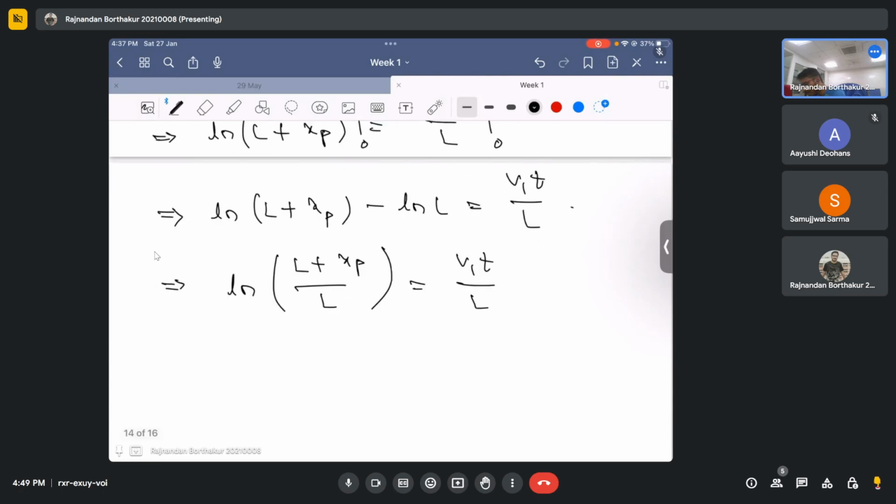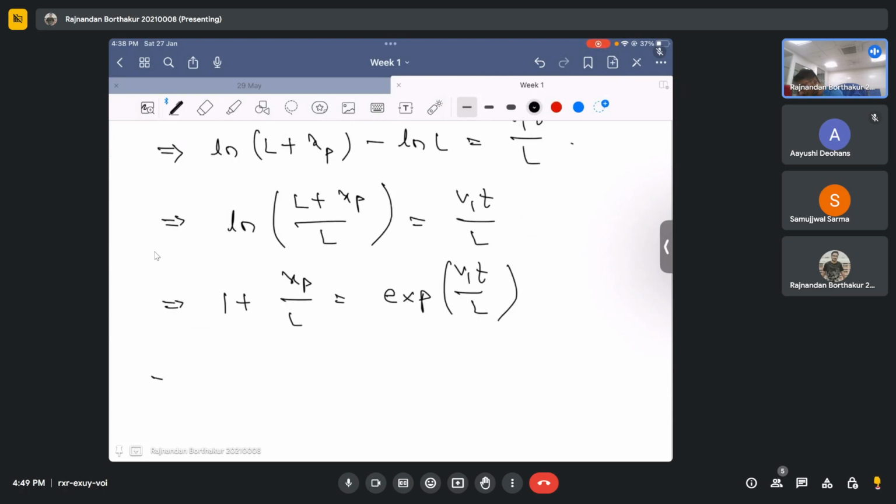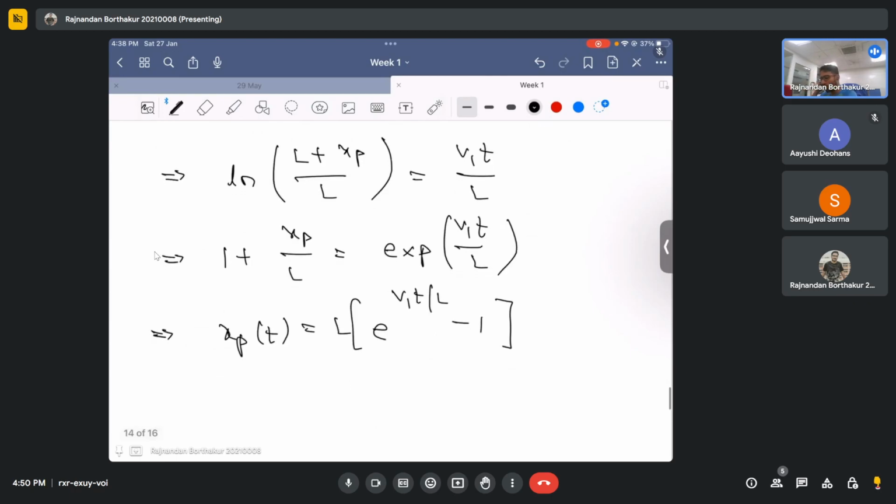So if you move the ln to the other side, what do we get? 1 plus xp by L is just the exponent of v1 t by L. And xp as a function of time would simply be L times (e to the power v1 t by L, minus 1). So this is xp. As you can see, this is the position of the particle.